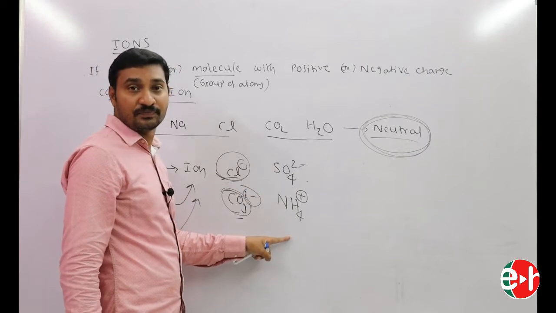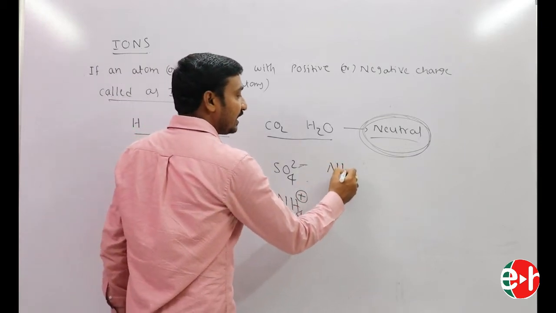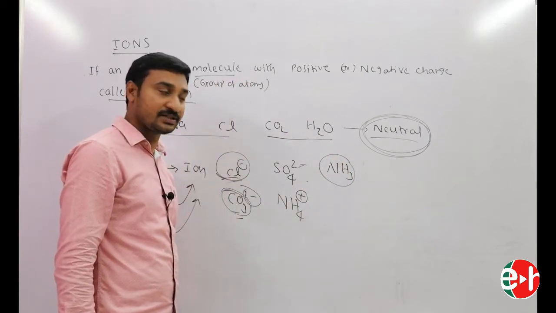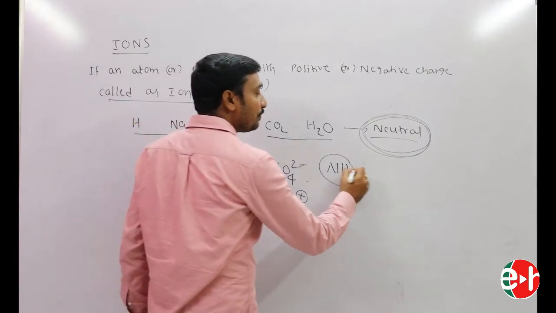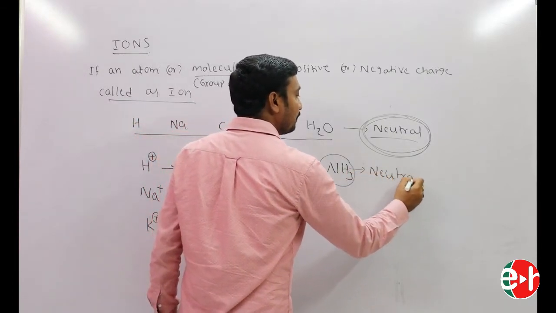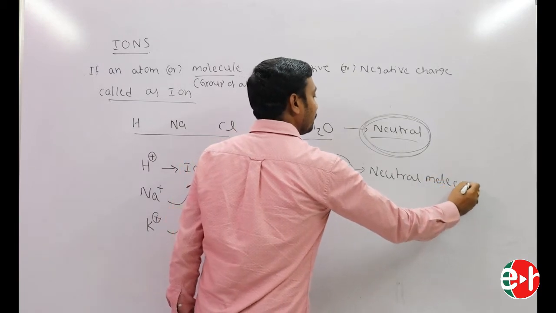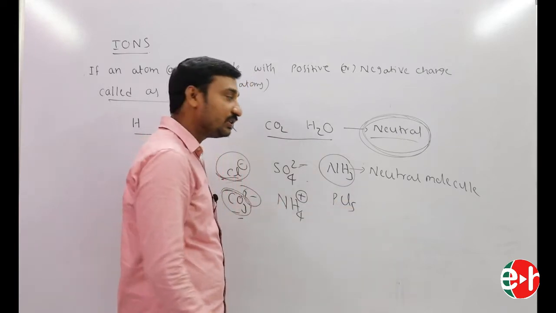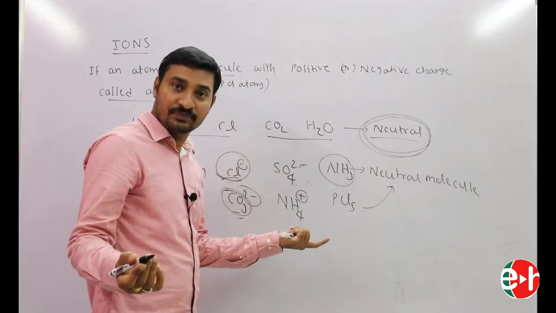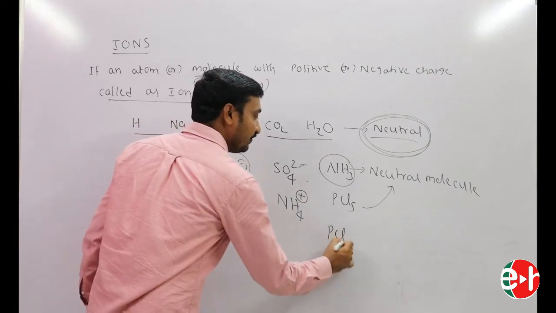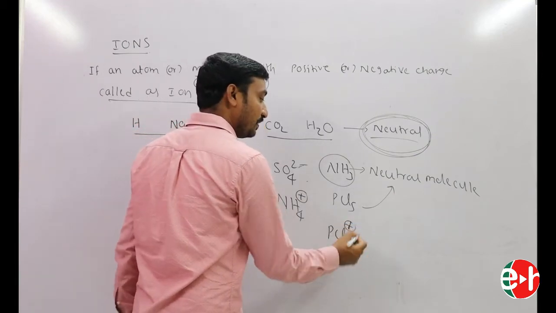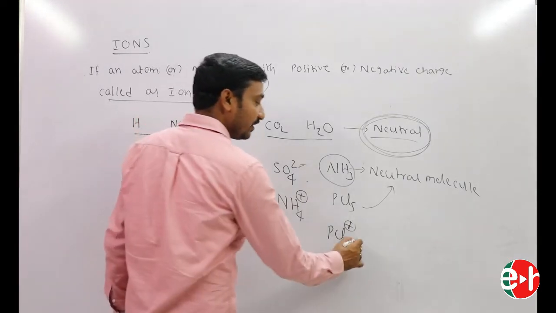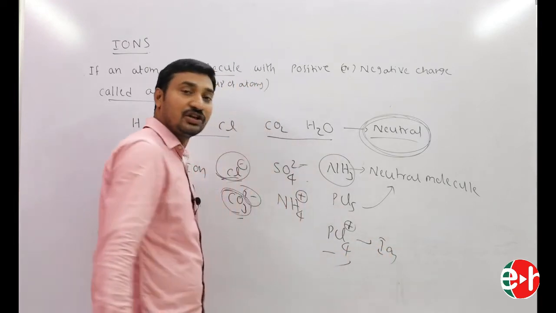These are also ions. Now tell me, NH3. Is NH3 is ion? Tell me. Not ion. This is a neutral molecule. Okay, is PCl5 is ion? No, this is also neutral molecule because no charge. PCl4 plus. Now tell me, is this ion or neutral molecule? Ion. Why? Positive charge. Group of atom with positive charge.